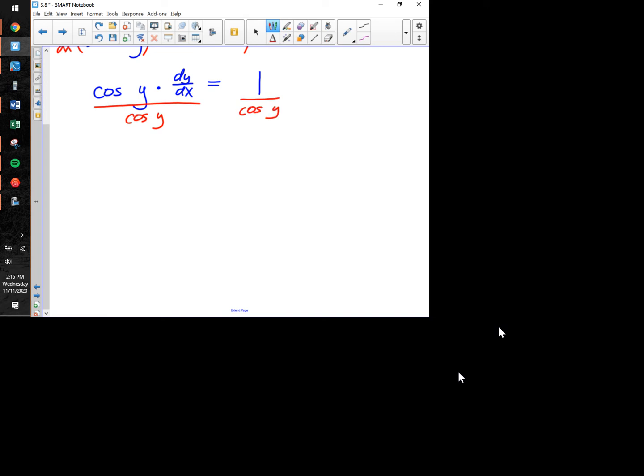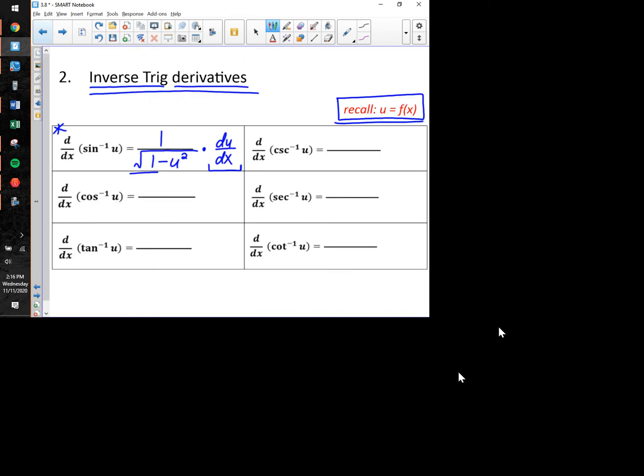That's certainly not wrong, but you guys know that in higher levels of math, it's a little bit silly to write something like 1 over cosine of y. That's the reciprocal of cosine of y, and we have a name for that, ladies and gentlemen. That's called secant of y. So the derivative of y with respect to x is secant of y. Now you will notice that is certainly not what we wrote down right here. So what gives? Well, the important thing is that as we're filling in this table, we want all of these derivatives to be written in terms of u, which really means they're going to be written in terms of x.